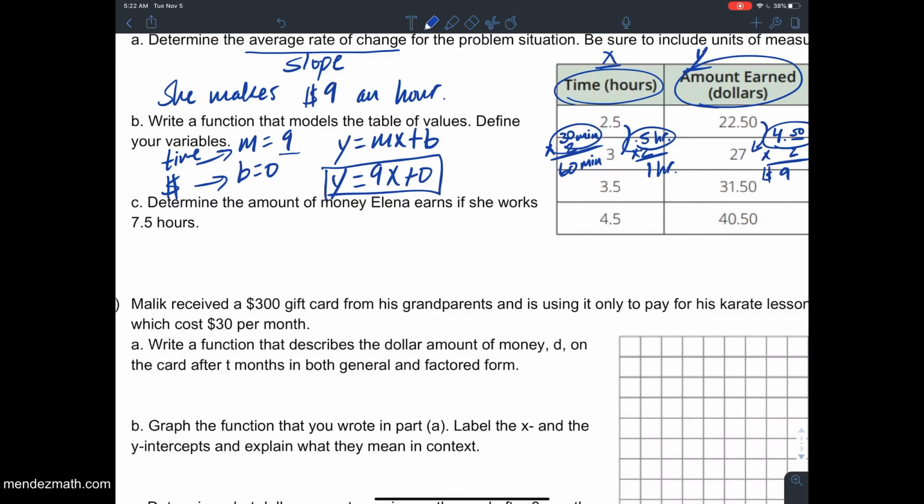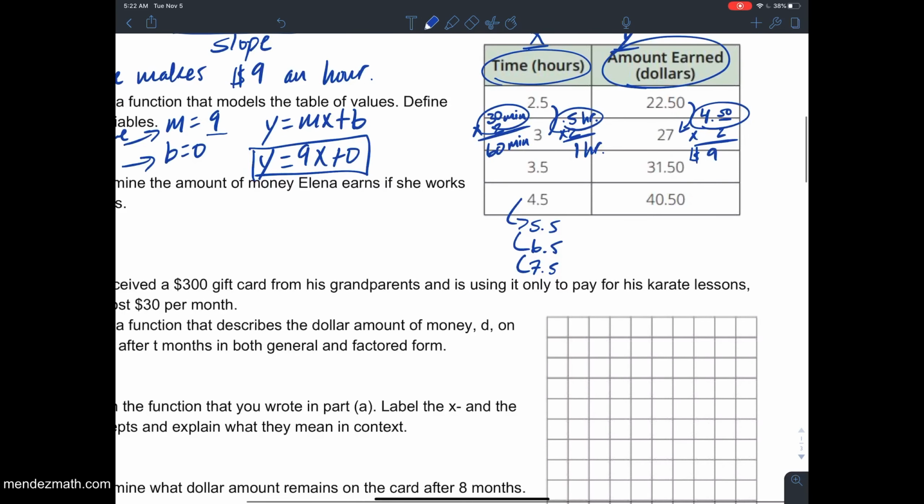Determine the amount of money Elena earns if she works 7.5 hours. So you could just count it if you wanted to. 5.5, 6.5, 7.5. You could do that. And if we added $9 every time, from here to here, it's plus 9. You do another one, plus 9. I don't know what that would be.